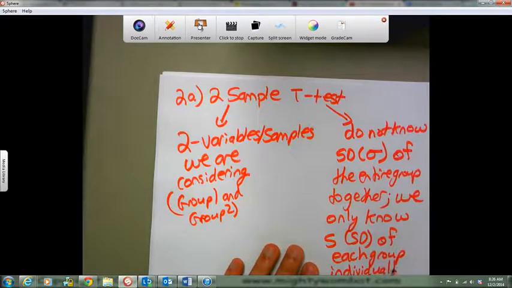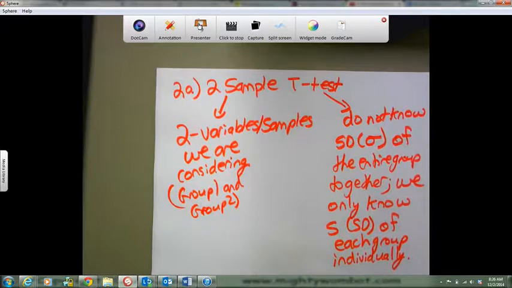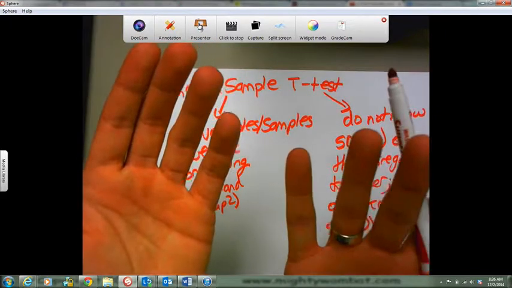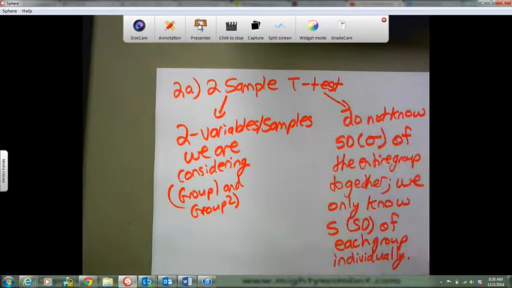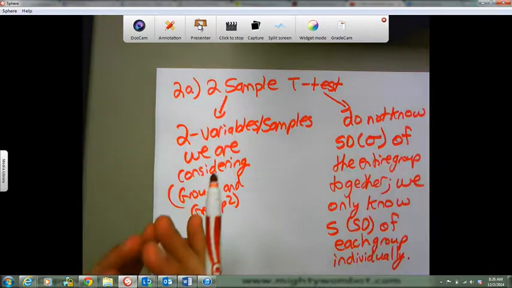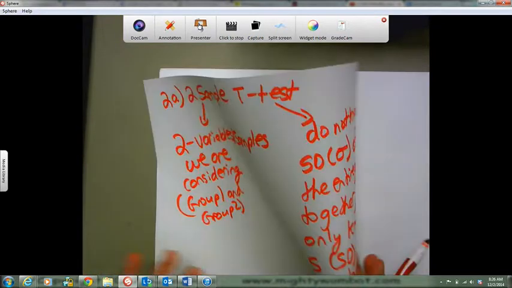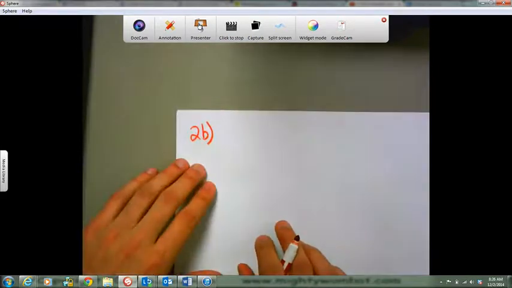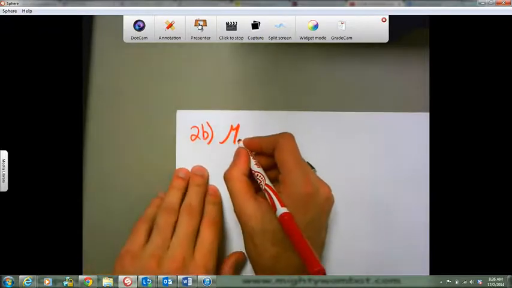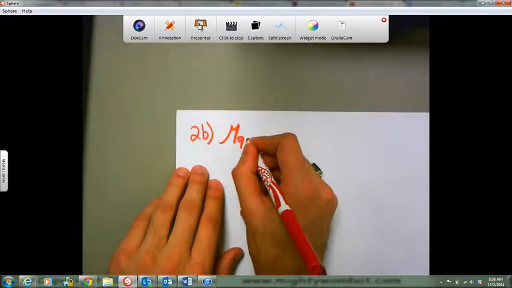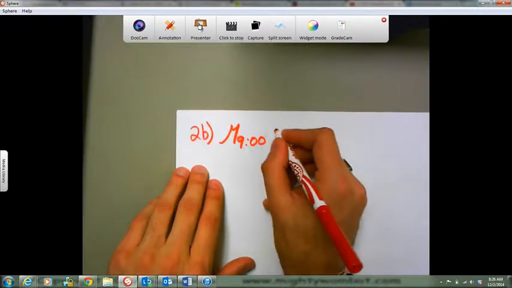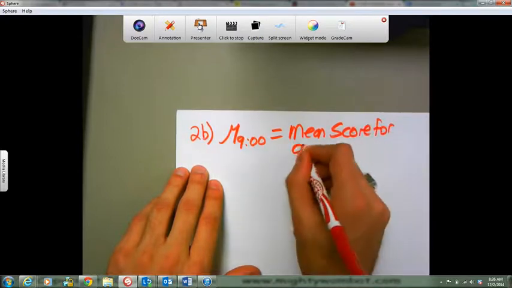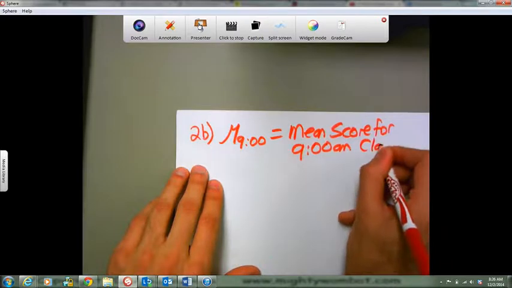Each group individually. So it's a two-sample test because there are two samples, 8 a.m. class, 9 a.m. class. And it's a t-test because we do not know the standard deviation of the entire group. We only know it of each class individually. Part B says identify the parameter or parameters of interest. The parameter is the mean for the 9 a.m. class. The mean score for the 9 a.m. class. I care about that, and I care about the mean of the 8 a.m. class.